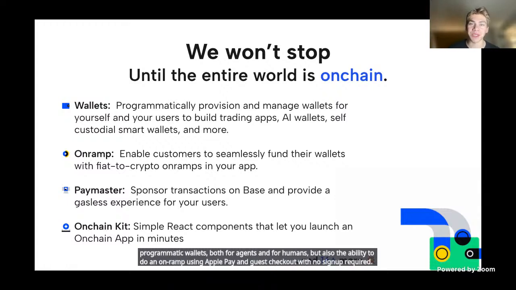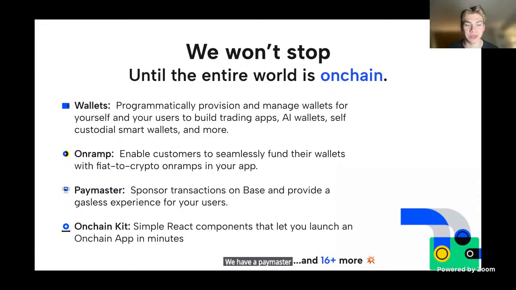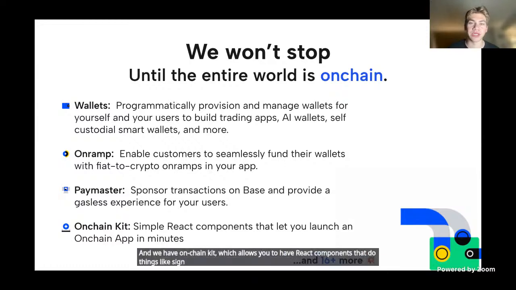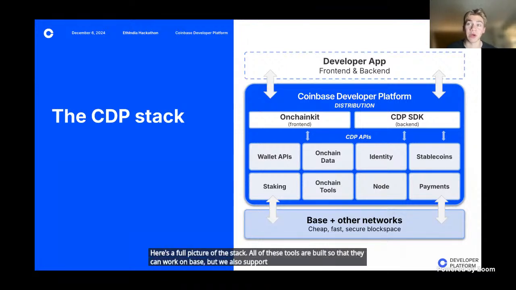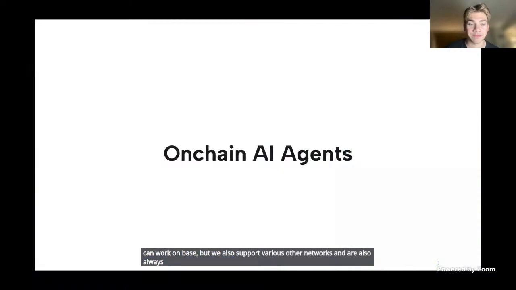We have a paymaster so that you can sponsor transactions on your users' behalf. And we have OnchainKit, which gives you React components to do things like sign in to a website with a wallet and all sorts of other fun stuff. Here's a full picture of the stack. All of these tools are built so that they can work on Base, but we also support various other networks and are always looking to support new ones.